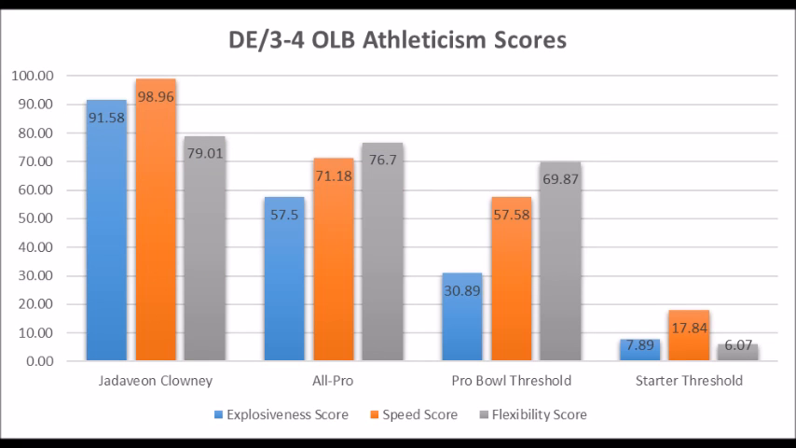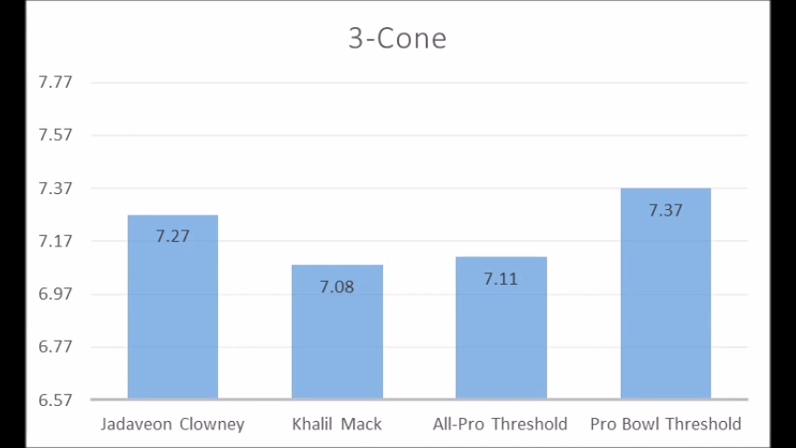He had a 91.58 explosive lower body strength score, a 98.96 speed score, which is one of the best on paper, and of course a 79.01 flexibility score. If you look at his numbers compared to other potential players in terms of All-Pro threshold, Pro Bowl threshold, he pretty much hits every single metric in terms of All-Pro and Pro Bowl players in terms of athleticism for his size. But the only major misstep he has is that his three cone of 7.27 is only Pro Bowl threshold in terms of that particular metric.